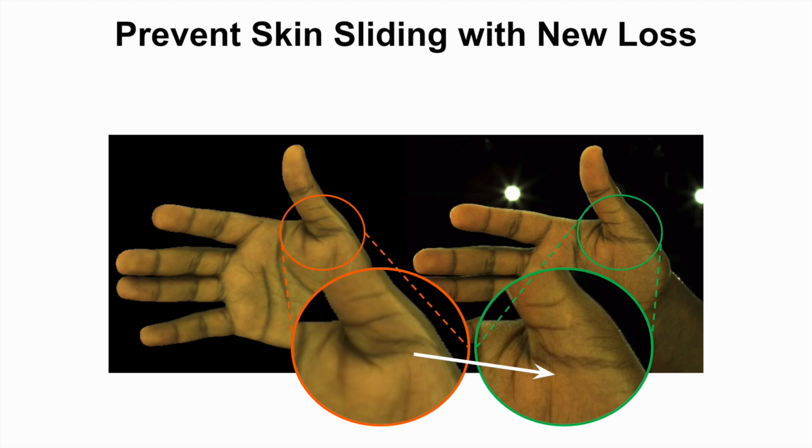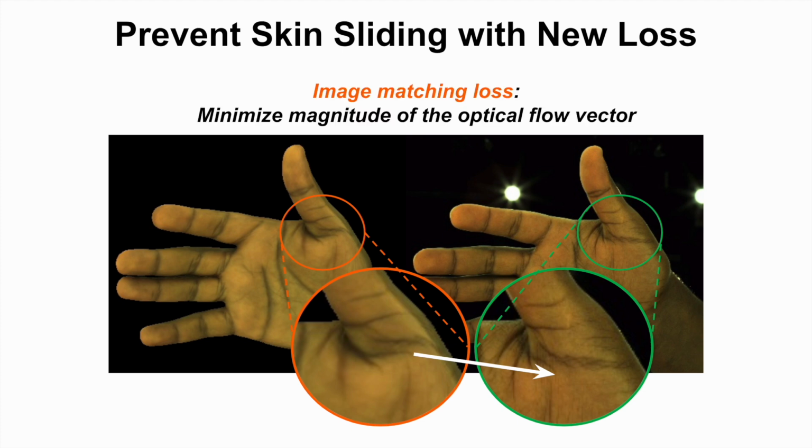The left one is rendered with average unwrapped texture, and the right one is the captured image. The white arrow shows that the skin vertex of the left one should be located at the green one. However, due to the ambiguity of the 3D scan and 3D key points, only relying on them in the training stage could result in this kind of skin sliding. To prevent such skin sliding, we introduced a novel optical flow-based loss function, which minimizes the magnitude of the optical flow vector, where the optical flow is computed between rendered and captured image.